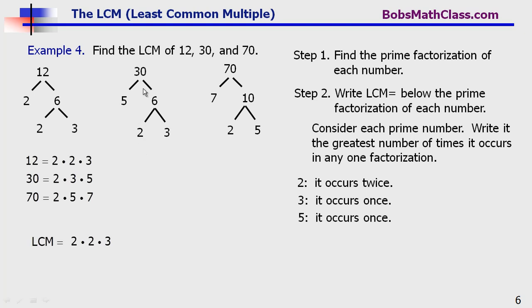And now the next number is 7. What's the greatest number that occurs in one row? Just once. Now multiply that, and that's going to be your LCD, or LCM.